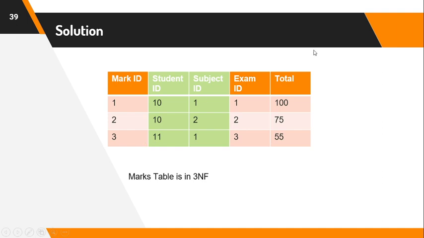So we have completed 2NF and 3NF. Basically in 2NF, two conditions are there: it should be in first normal form and there should not be any partial dependency. Likewise in 3NF, a relation should be in 2NF and also there should not be any transitive dependency.